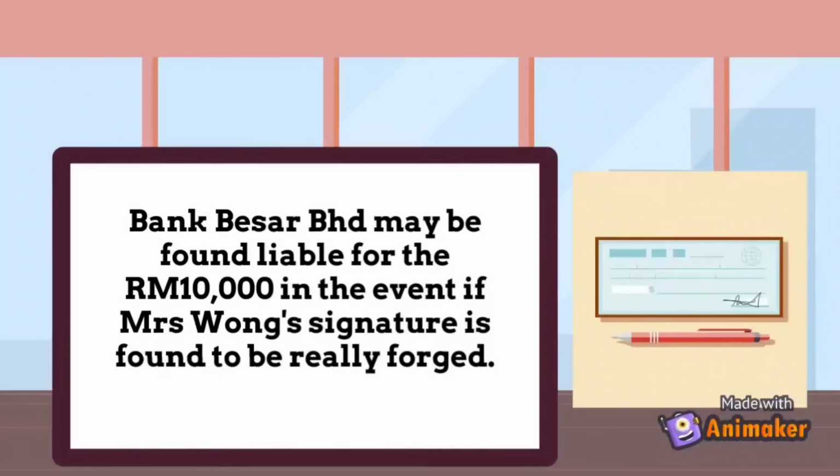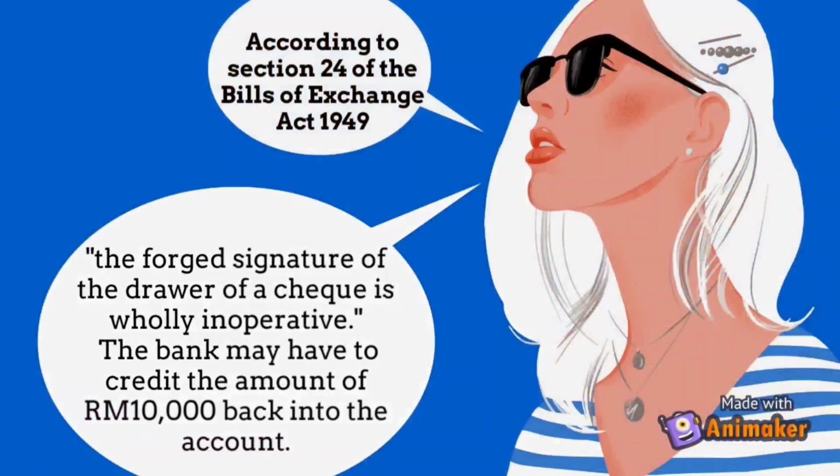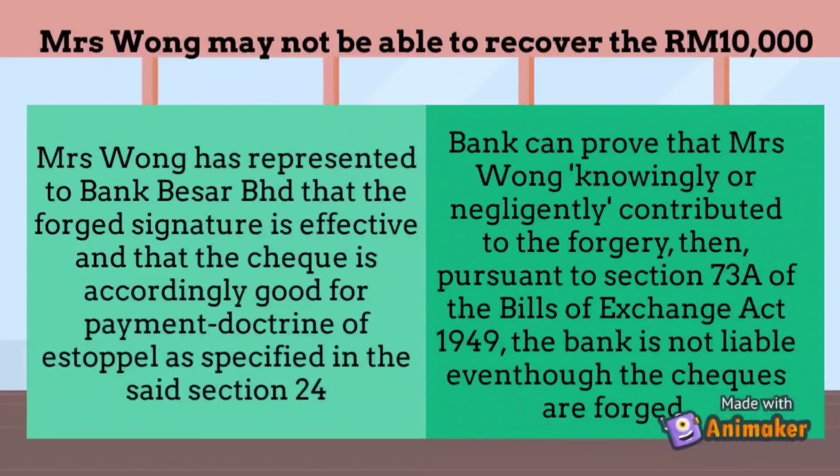Bank Besar Berhad may be found liable for the 10,000 ringgit in the event that Mrs. Wong's signature is found to be really false. According to Section 24 of the Bills of Exchange Act 1949, the forged signature of the drawer of a check is wholly inoperative, so the bank may have to credit the amount of 10,000 back into the account. However, Mrs. Wong may not be able to recover the 10,000 ringgit if, first, the forged signature is effective and the check is accordingly good for payment under the doctrine of estoppel. Second, the bank can prove that Mrs. Wong knowingly and negligently contributed to the forgery.